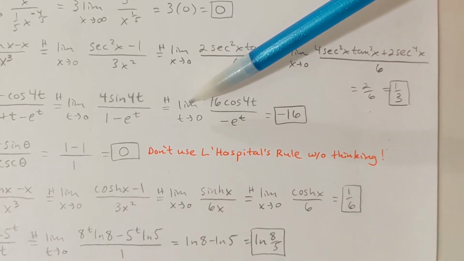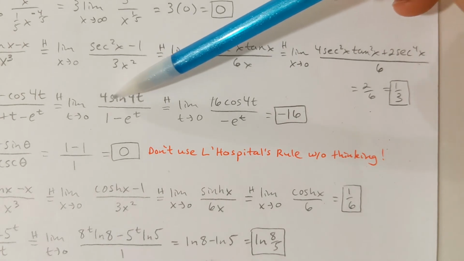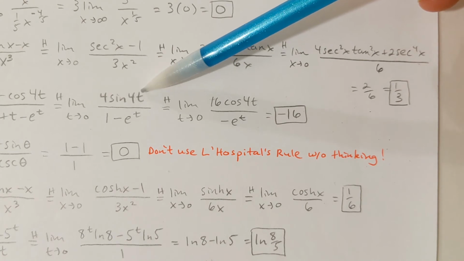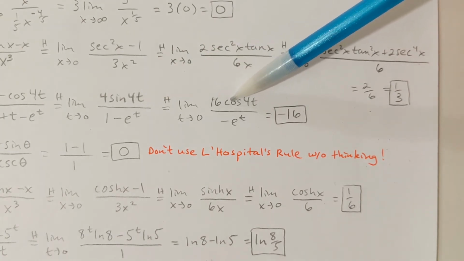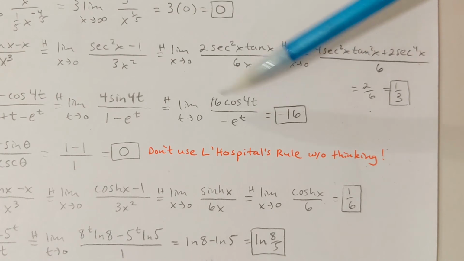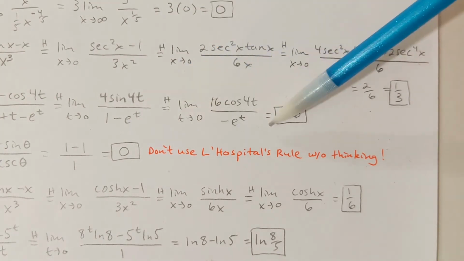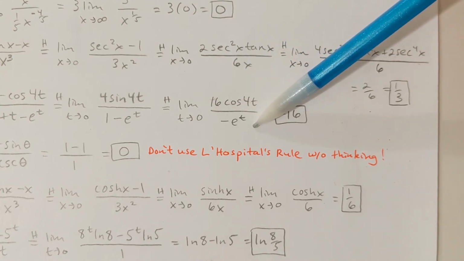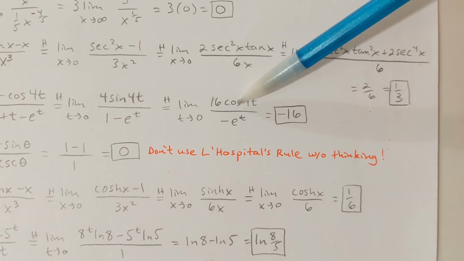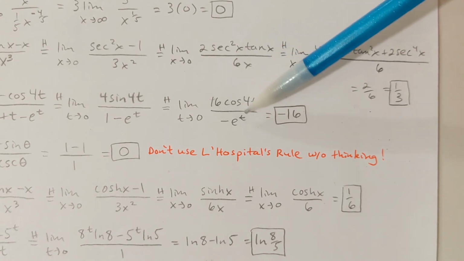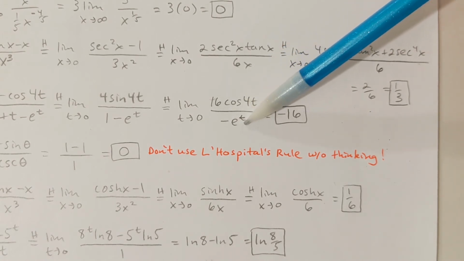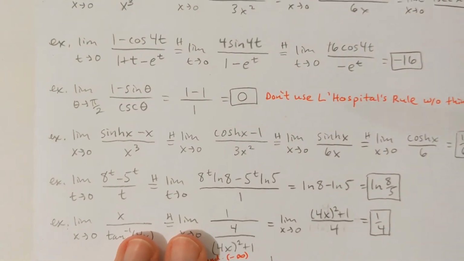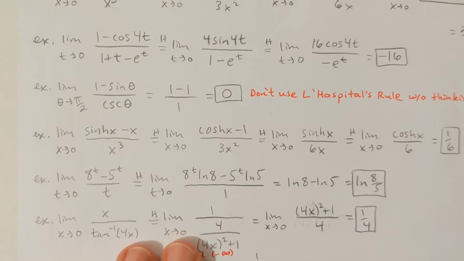Okay, we're going to have the limit as t approaches 0 of the derivative of the top. That's going to be a chain rule. You're going to have 4 times cosine of 4t times the derivative of 4t, which is 4. That's going to be 16 cosine 4t divided by the derivative of the bottom, which would be negative e to the t. And now I can plug in 0. There's no problem with that. You're going to have cosine of 0 is 1, right? So 16 divided by negative 1 would be negative 16 is the answer there. Okay, and that'd be another situation where L'Hopital's rule would be your only option.